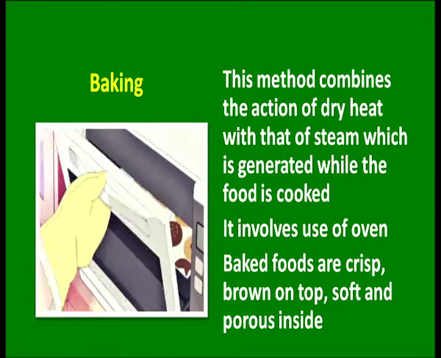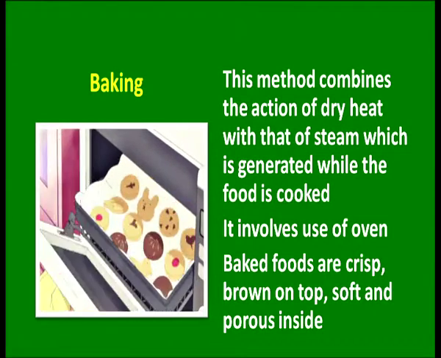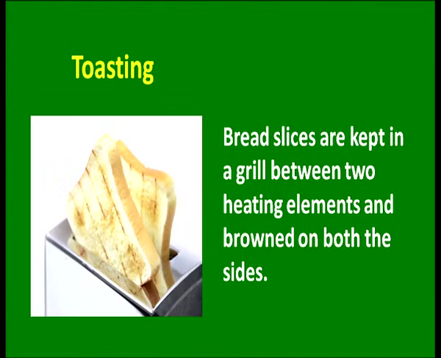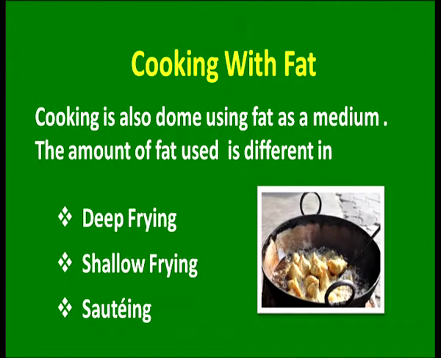It is crispy food, brown, soft and porous. Toasting is generally done to make the food item, particularly bread slices, over the grill or in the toaster. It gives a mild brown color and turns the starch into dextrin, which gives a little sweetness to the bread.